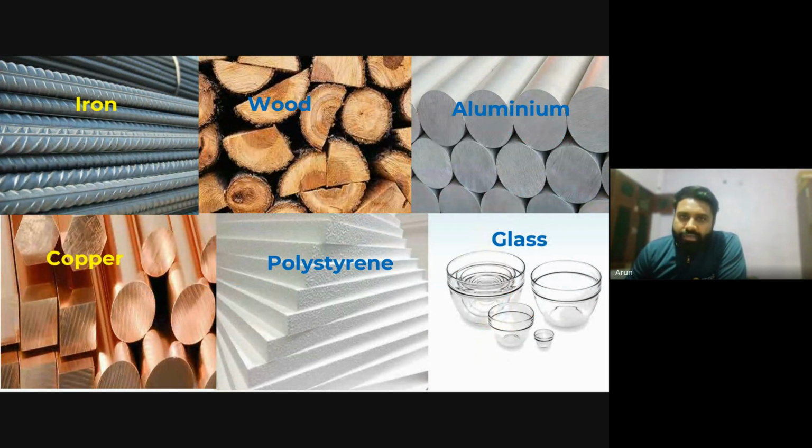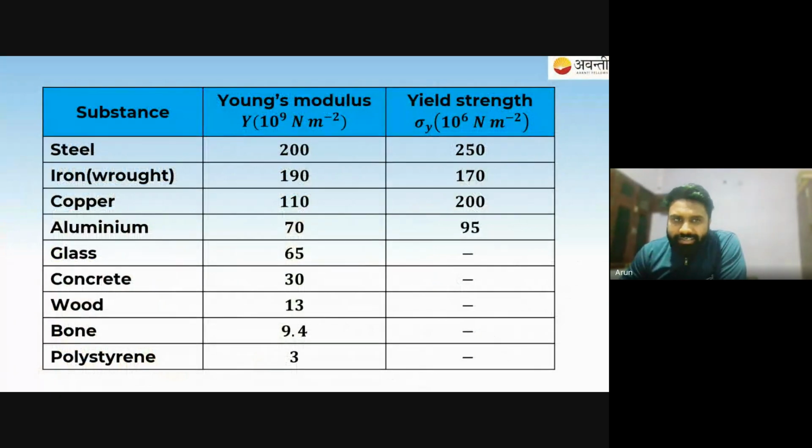Now we have different types of material. We have iron, wood, aluminium, polystyrene, glass, and copper. The Young's modulus of elasticity varies for different types of material. It is not the same for all the materials because each and every material follows a different elasticity. You can see the data. For steel, the Young's modulus is 200 into 10 raised to the power 9. That is not written here, but it is multiplied with 10 raised to the power 9 Newton per meter square.